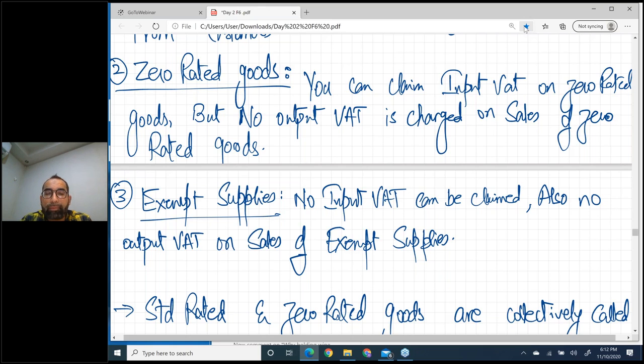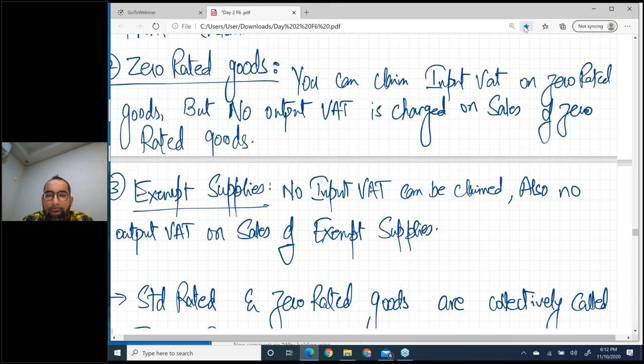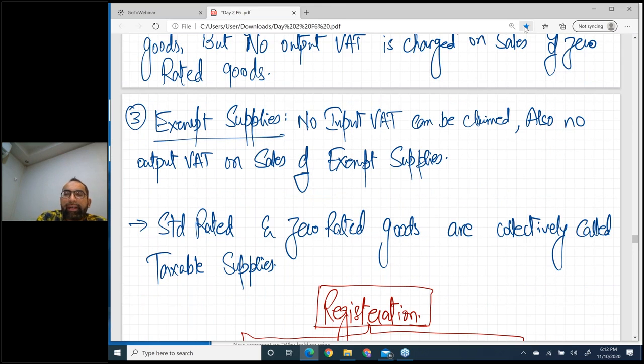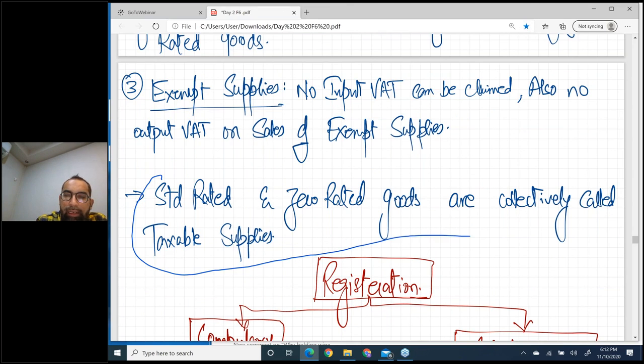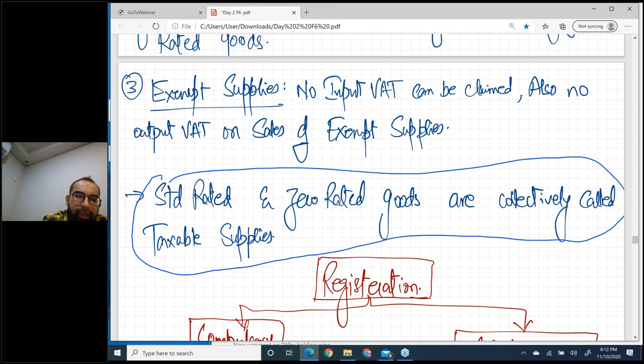Now, for your information, standard rated and zero rated goods are collectively called taxable supplies. Don't forget.